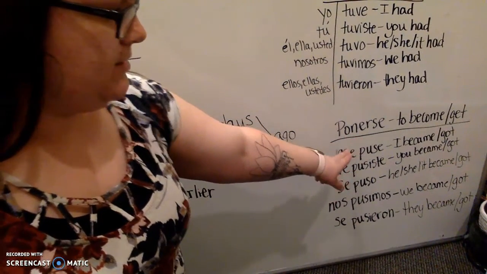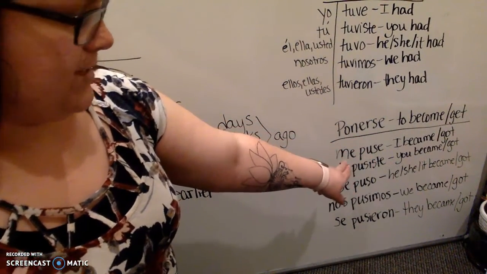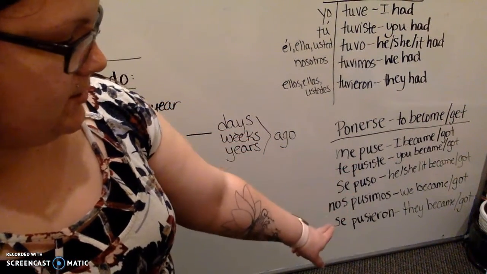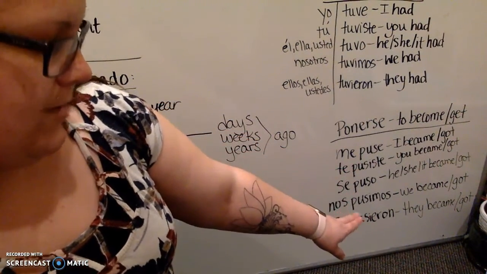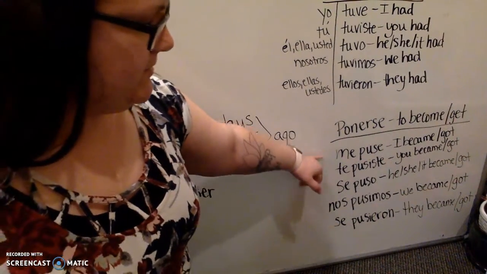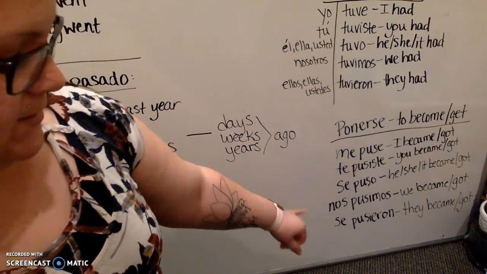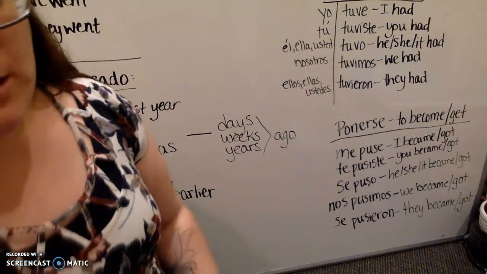And then we get the U-S-E, U-S-I-S-T-E, U-S-O, U-S-I-M-O-S, U-S-I-E-R-O-N, okay? So it becomes me puse, te pusiste, se puso, nos pusimos, and se pusieron, all right?